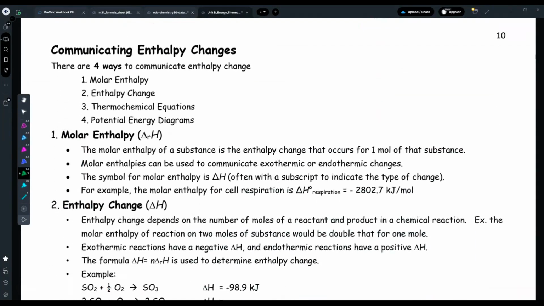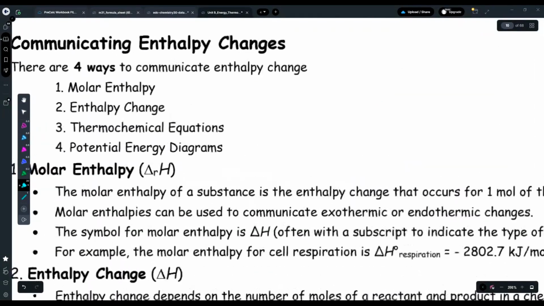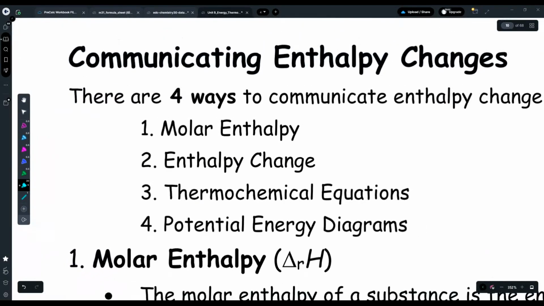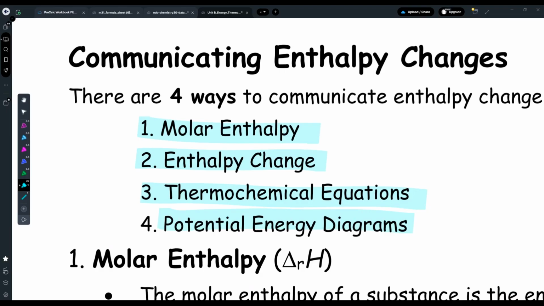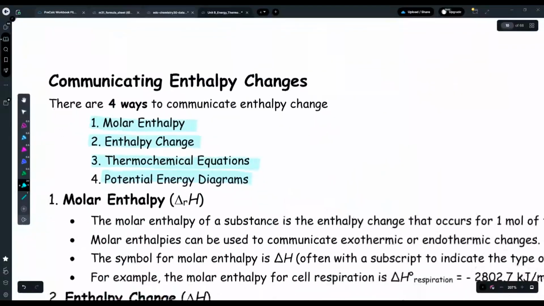All right, now there's 4 different ways to communicate enthalpy change. You need to be able to do all of them: molar enthalpy, enthalpy change, thermochemical equations, and potential energy diagrams. So you need to be able to calculate molar enthalpy and enthalpy change. You need to be able to write thermochemical equations and draw potential energy diagrams.